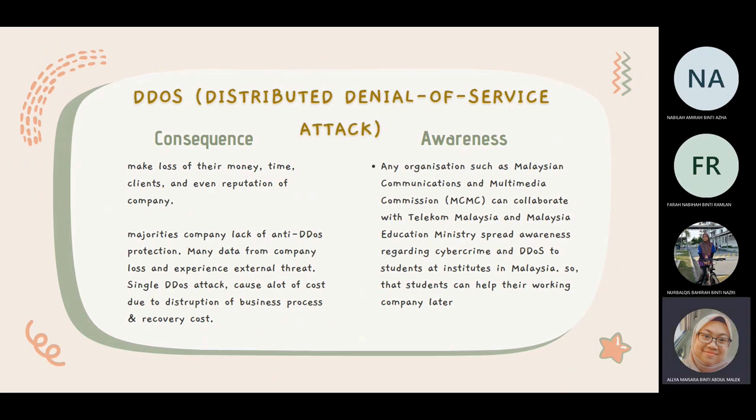Next is DDoS. As we know, DDoS is a malicious attempt to disrupt the normal traffic of targeted servers. The consequence of DDoS is that it can cause loss of money, time, clients, and even the reputation of a company. In industry, the majority of companies lack anti-DDoS protection. Much company data is lost and they experience external threats. A single DDoS attack can cost a lot of money due to disruption of business processes and recovery costs.